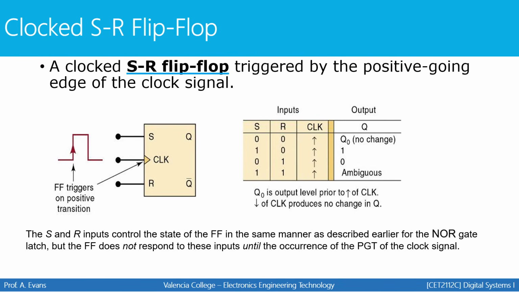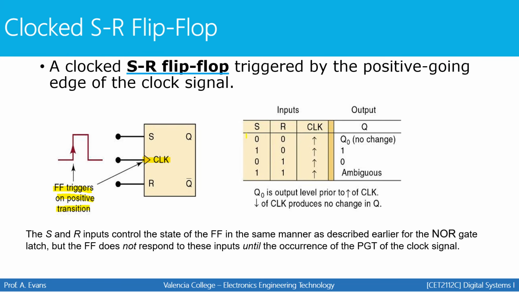So here's our first example of a clocked flip-flop. This is called an SR flip-flop, S for set, R for reset. Notice the clock signal would be right here. There's no bubble, so we know that the flip-flop would be triggered on a positive transition.